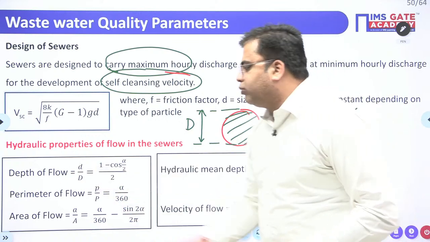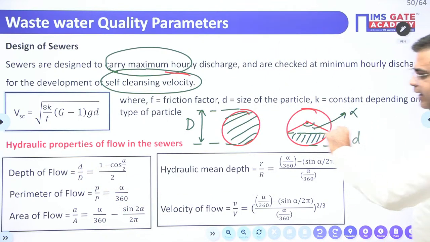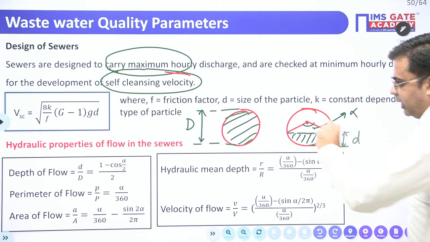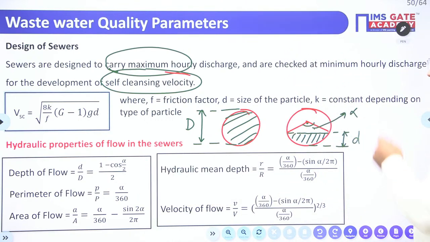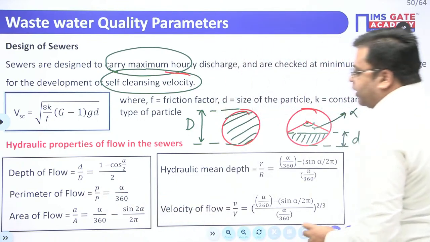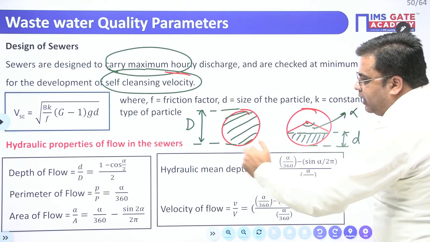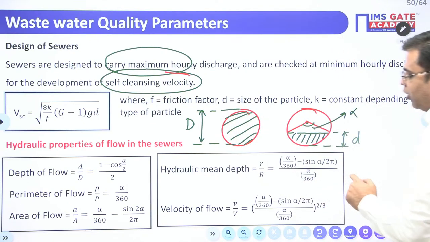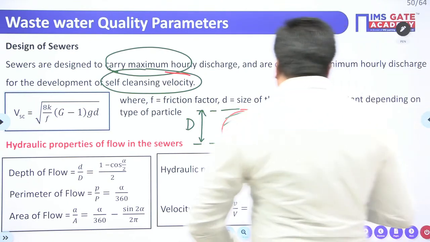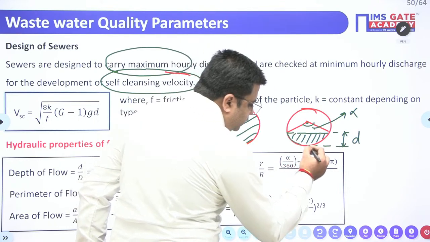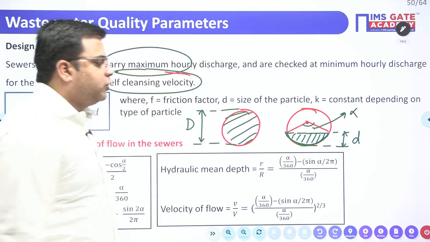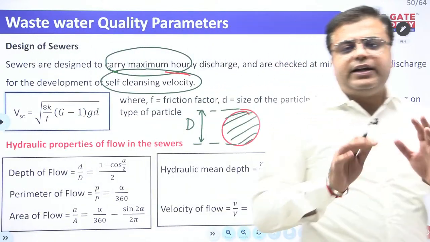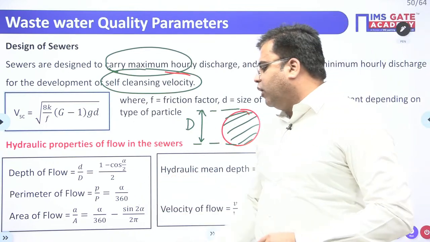When I talk about the depth of flow, I am talking about this depth, small d to capital D. The ratio of small d to capital D is (1 minus cos alpha by 2) divided by 2. When I talk about the perimeter of flow, I am talking about this entire perimeter capital P for this entire depth D, and this perimeter, which is only the wetted perimeter, is my wetted perimeter small p. So the wetted perimeter small p to the perimeter capital P gives us the ratio of alpha by 360.